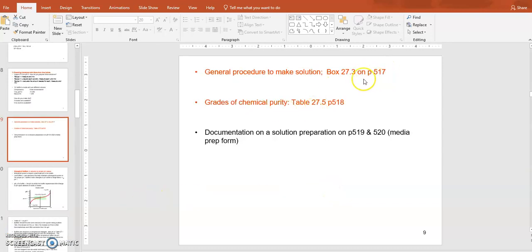Take a look at your textbook to understand the general procedure of solution making. You have to figure out how much of the solute you need, then add enough solvent to dissolve it, and once that's done, do the final volume check. You also need to figure out the grade of purity of the different chemicals, and the documentation required for your solution making. Take a look at the lab manual and the textbook.